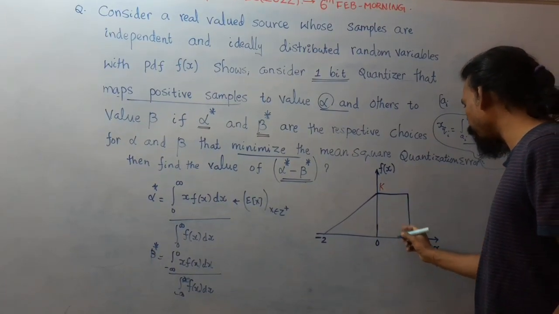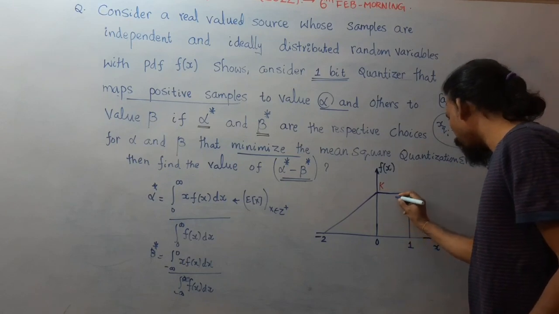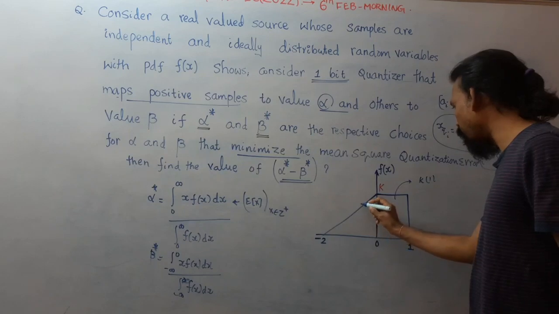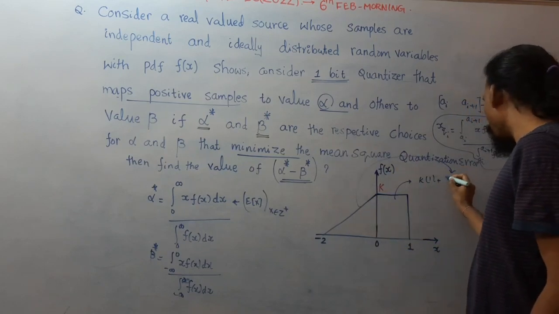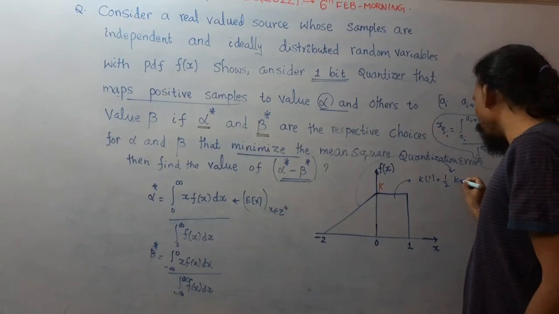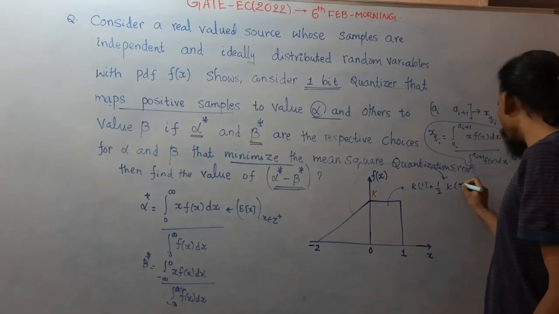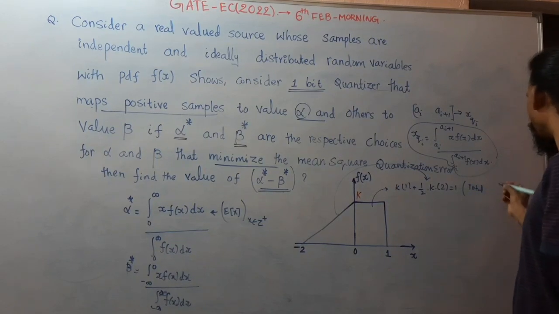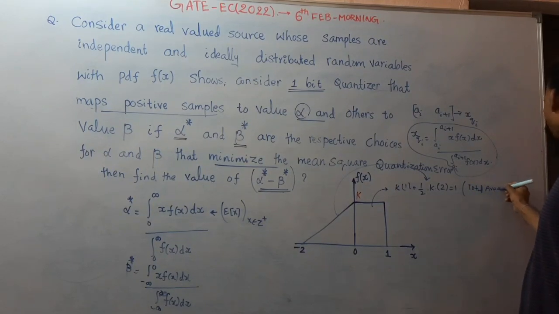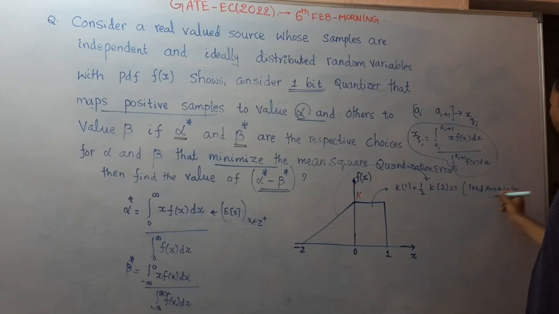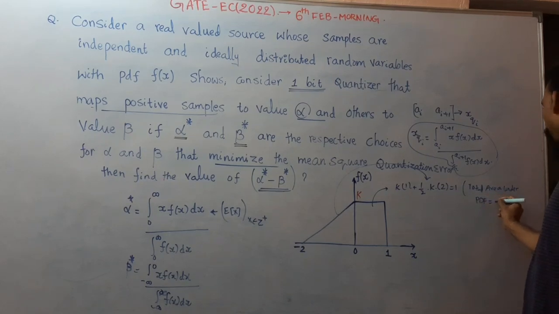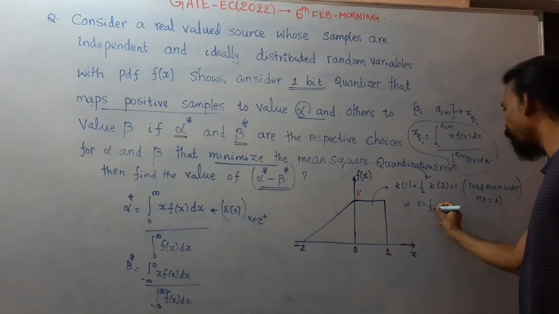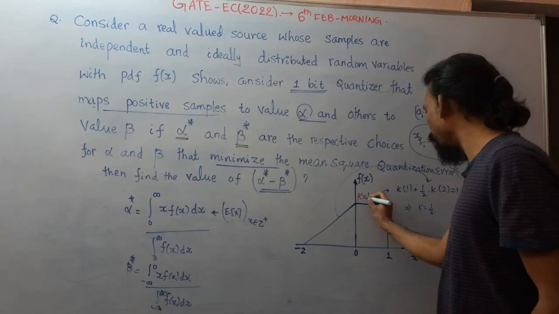So what is this area, my dear friends? The area of this rectangular portion is k into 1, and the area of this triangle is 1 by 2 into height k units and width 2 units, and the total equals 1. This is the concept that the total area under the probability density function equals 1. From this we simply get k equal to 1 by 2. Simply substitute k equal to 1 by 2 here.